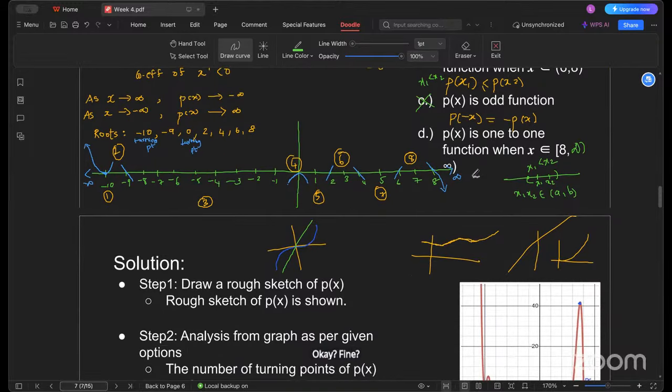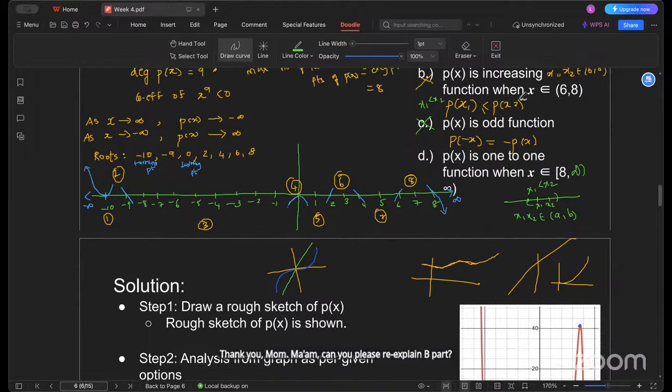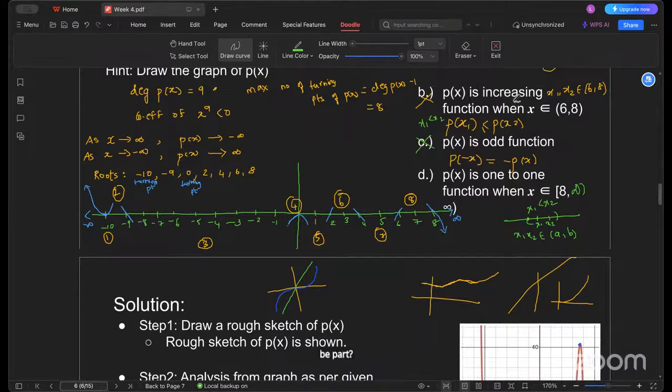All right. So the next thing is p is 1 to 1 when x is... Yes, ma'am. Ma'am, can you please re-explain the B part? This one. Yes, ma'am.